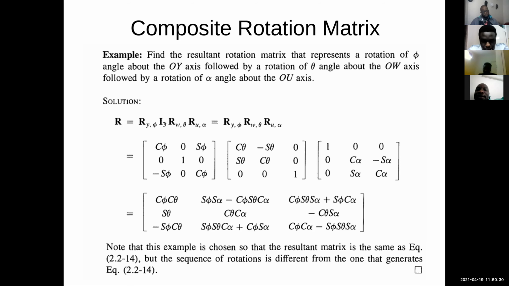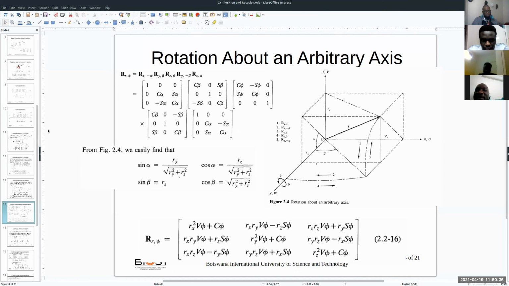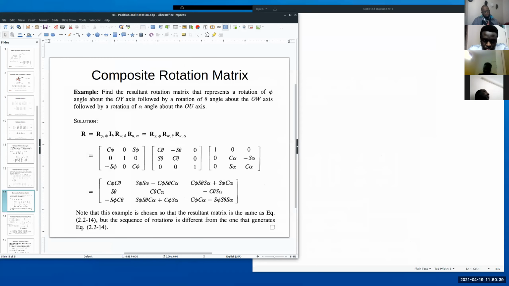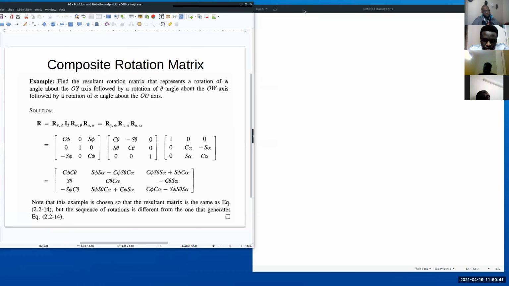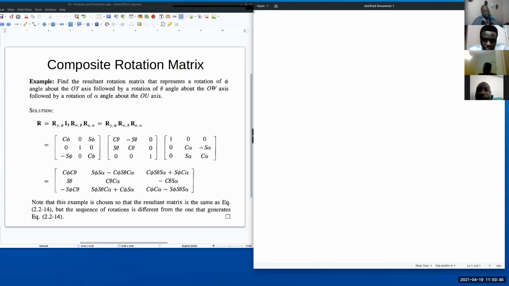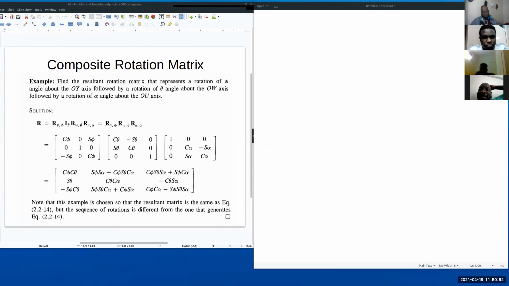But before we continue, I want to tell you one important piece of information. Let me do that drawing again. There's one thing you should know: the way we compute composite rotation matrices. Composite rotation is when you have several rotations happening in sequence. So first, let me draw.